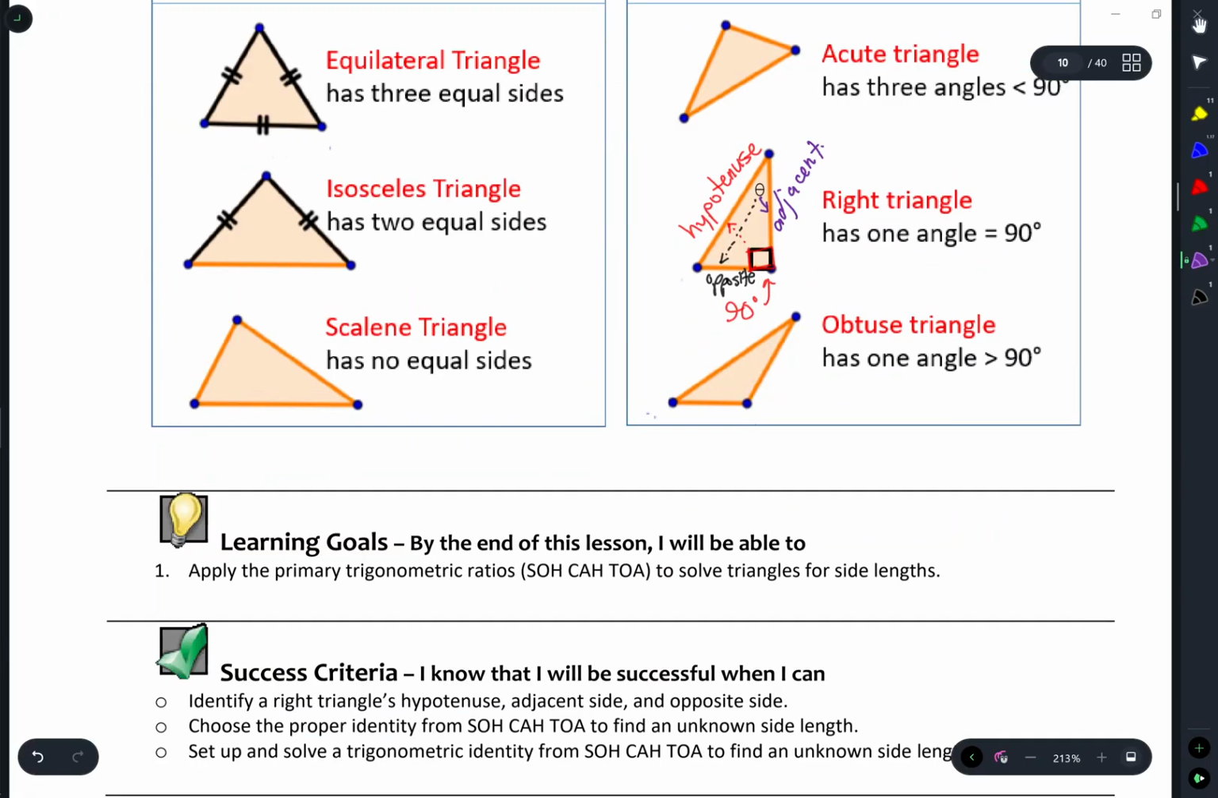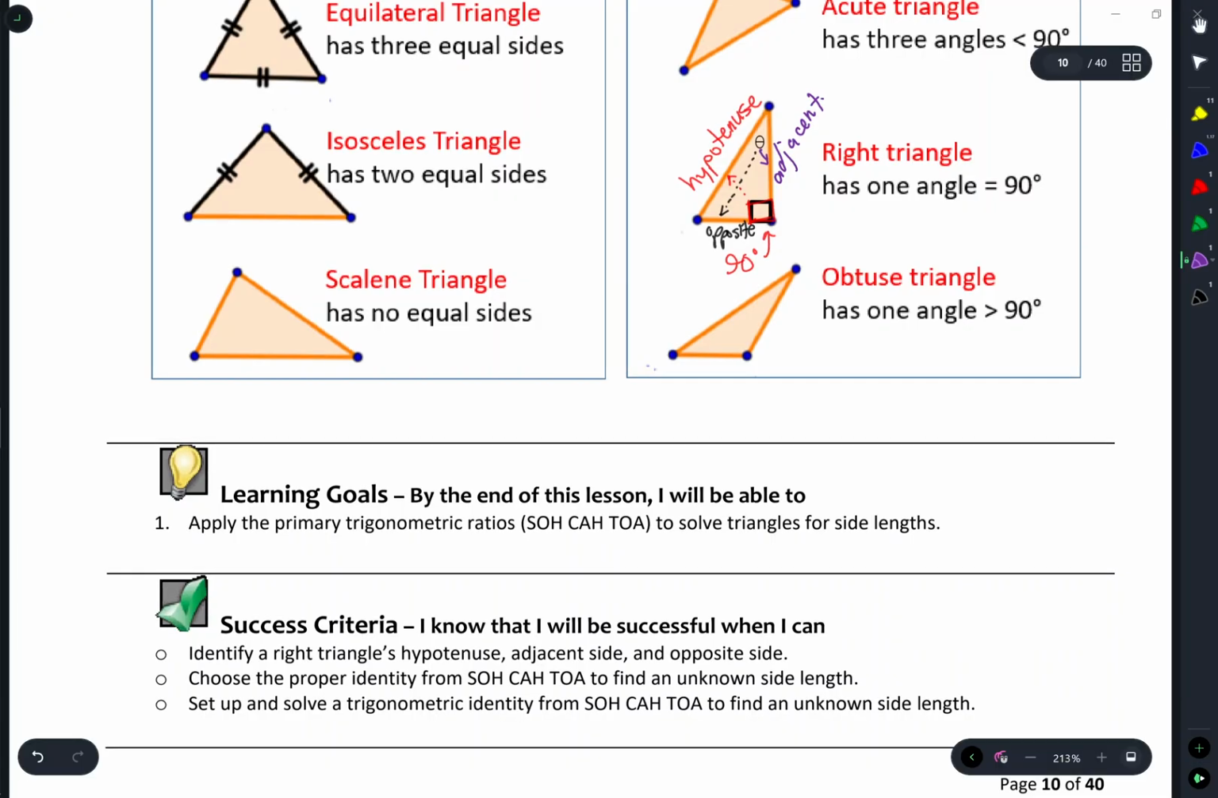So what we're after today is how to solve triangles for side lengths, but we're going to use something called SOH CAH TOA. SOH CAH TOA is also known as the primary trig identities. And again, as you've done there, we'll review it again: label a triangle's hypotenuse, adjacent side and opposite side. We need to understand sine is the opposite over hypotenuse, cosine is adjacent over hypotenuse, and the TOA, tangent, is the opposite over the adjacent.